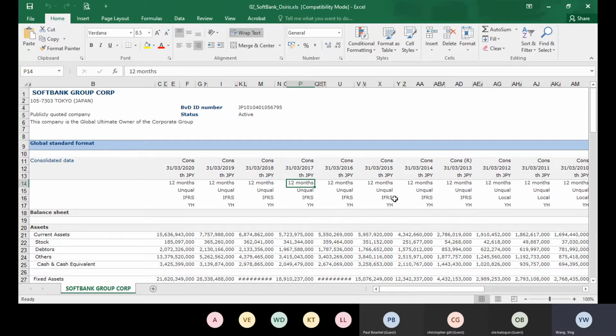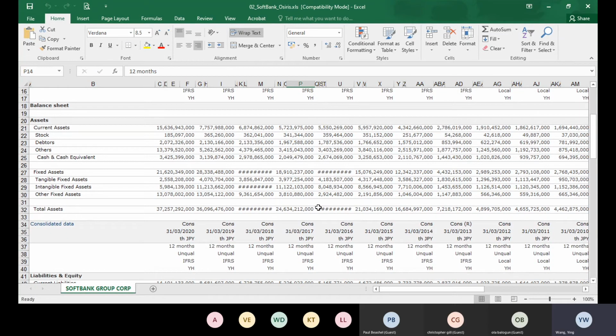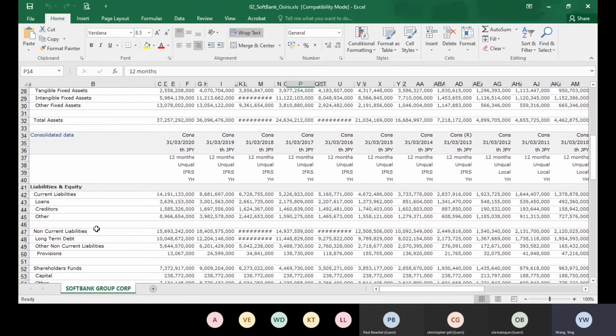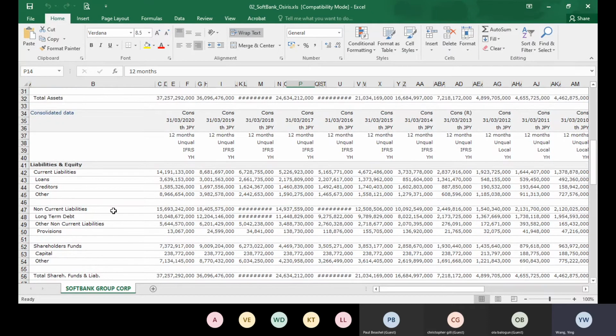Of course, I downloaded this from our university database, but for publicly traded companies, you can find this information from the stock exchange. So here you will see a balance sheet account. In the balance sheet, you will have assets, current asset, fixed asset, and then liability, current liability, non-current liability, and then you have the shareholder value. The balance sheet will be balanced. That's the golden rule about the balance sheet.